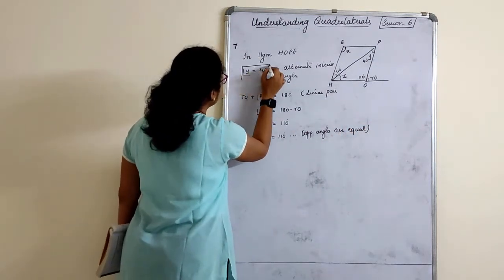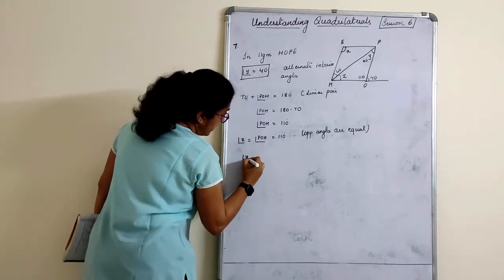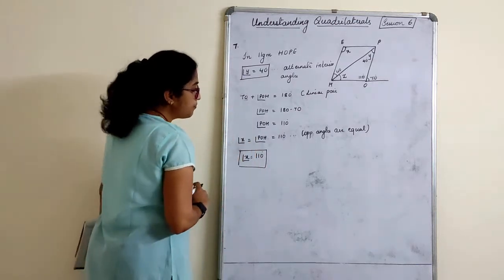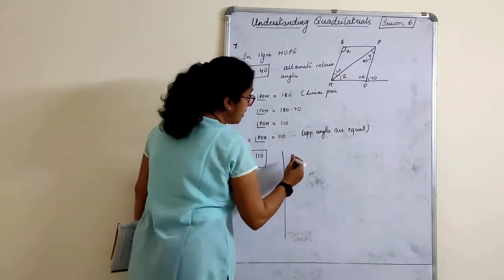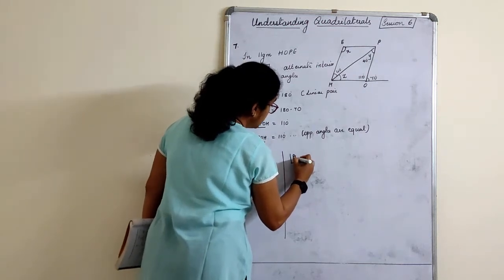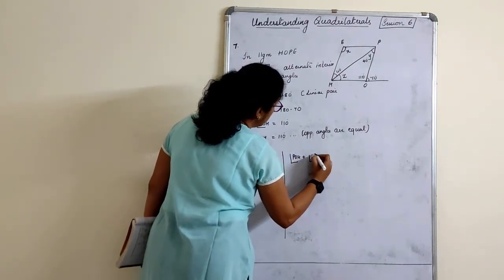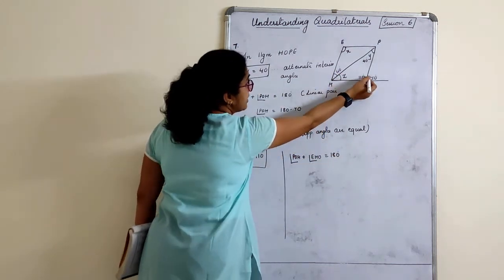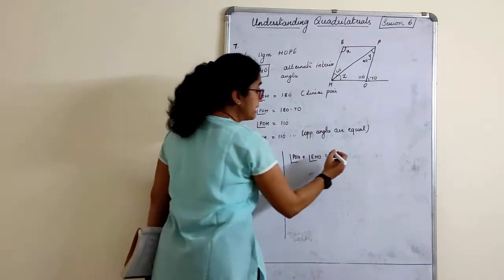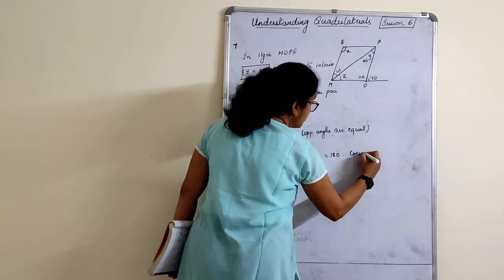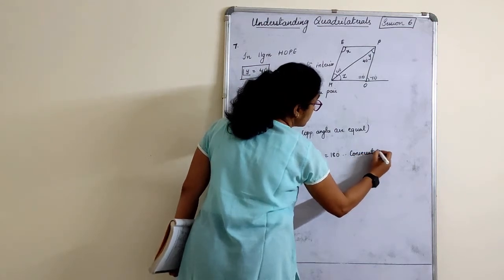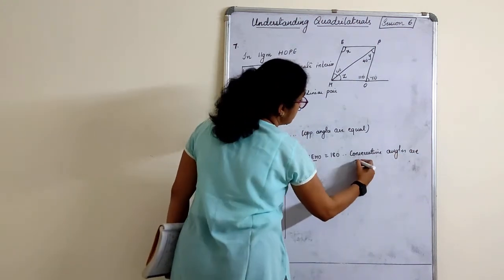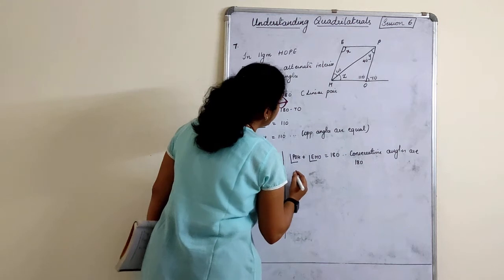Therefore, Y is 40, we found out here. So angle X is 110. Now what is left? Angle Z is left. So I'll do it here children. Can we write angle POH plus angle EHO is equal to 180? That is, this angle plus this angle is equal to 180. Reason? Consecutive angles are supplementary.